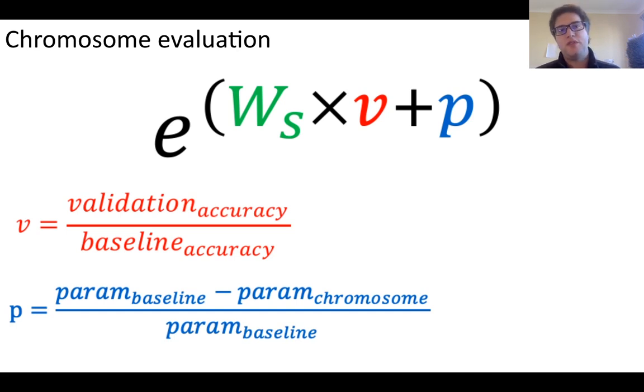So now we can come to the fitness evaluation, or the chromosome evaluation, and here is the calculation that we propose. We assign some weight to the value of V, which is the validation accuracy divided by the baseline accuracy. So this is validation accuracy on the patch and validation accuracy on the baseline. And then the term P is the number of parameters in the baseline minus the number of parameters in the chromosome, divided by the number of parameters in the baseline. And we assign a weight WS to control the effect on the importance of the validation.